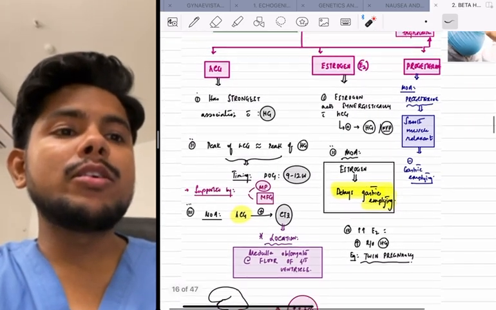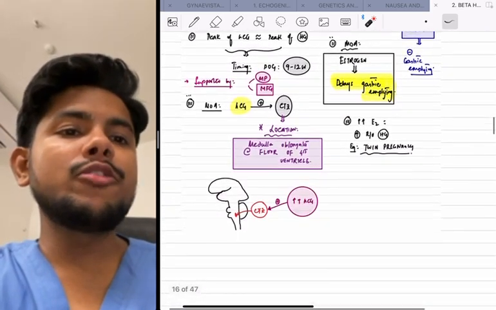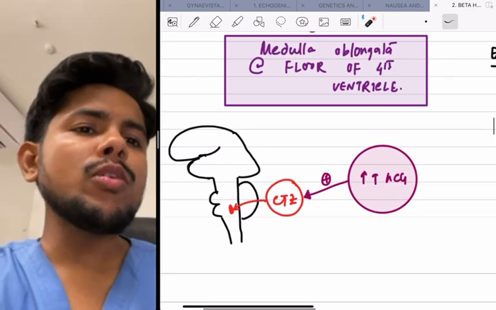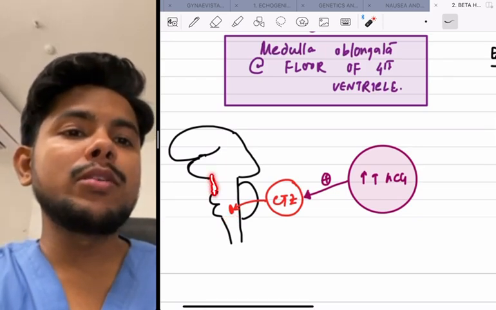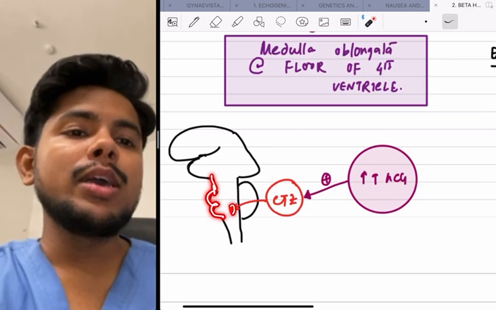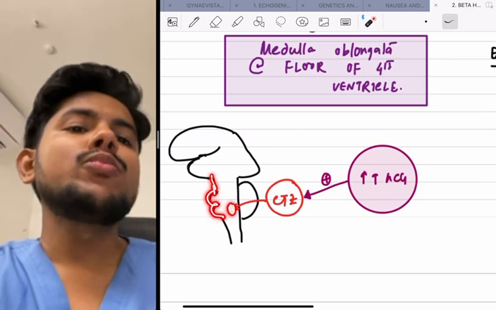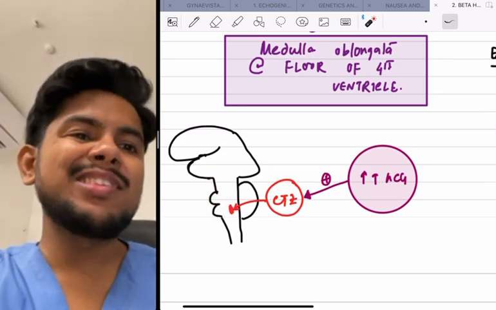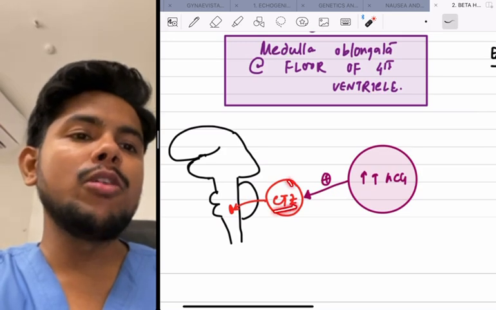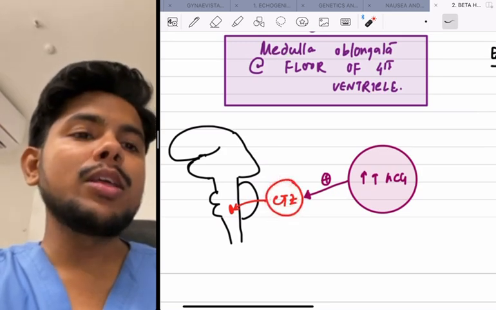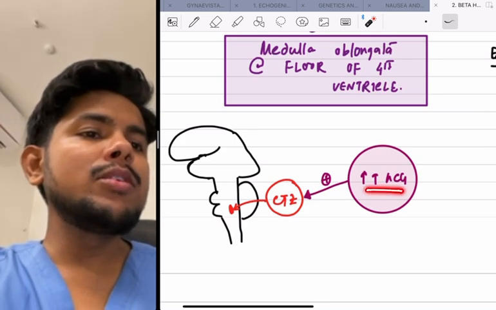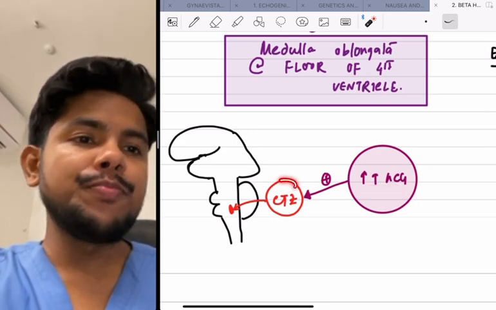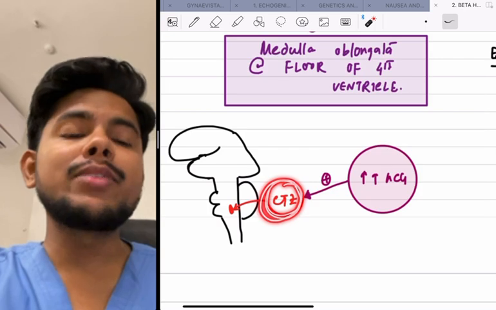Now the vomiting center is present in this part of the brain, this is called medulla. So this is the brain, this is the midbrain, this is the pons, this is the medulla. And in this part of the brain, we have our vomiting center. We call it CTZ, the full term being chemoreceptor trigger zone. Now, hCG basically activates this particular vomiting center.